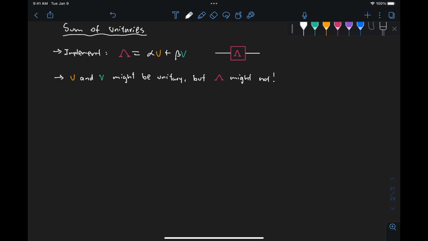So again, what we're told is that we need to implement a circuit, and here I'm just denoting it as this box here, that applies this lambda to a quantum state. And that lambda is basically the sum of a unitary u and a unitary v multiplied by some prefactors alpha and beta. Now u and v are unitary matrices, but that doesn't mean that the sum of them is going to be unitary, particularly if we do this linear combination where we're multiplying with some arbitrary values of alpha and beta. The sum in general will not be unitary. So how do we go about implementing something that could apply lambda to a quantum state?